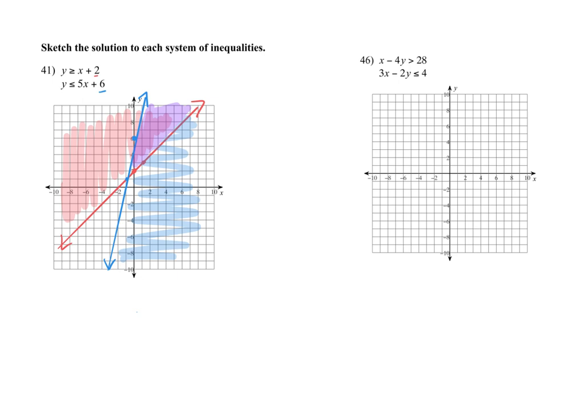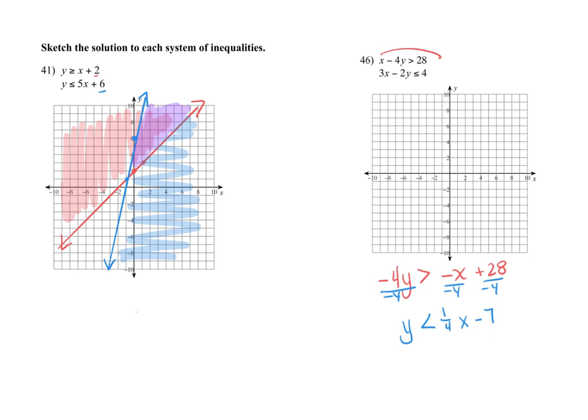So if we look at this first one here, I need to move that x over. So I have negative 4y is greater than negative x plus 28. And then I have to divide everything by negative 4, which actually causes my sign to flip. All right. So for this particular one, it flipped my sign from greater than to less than.